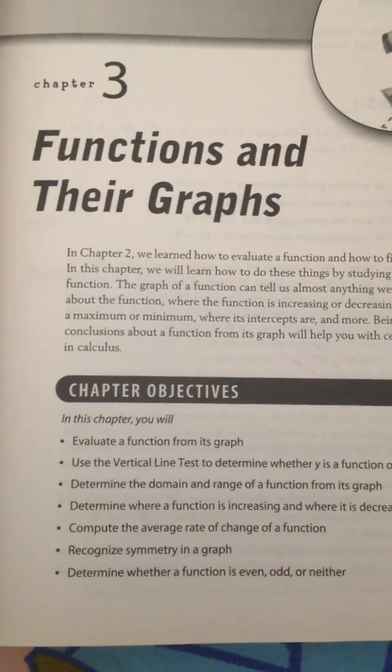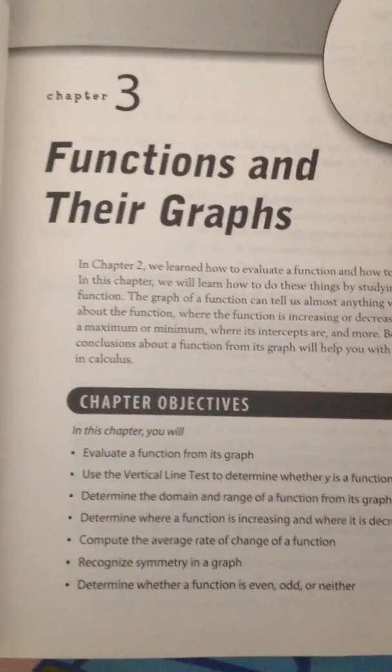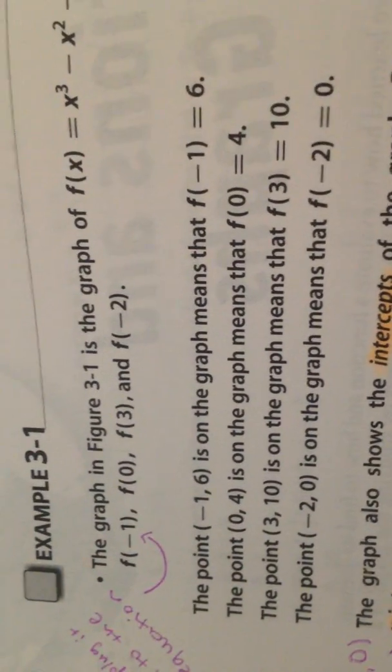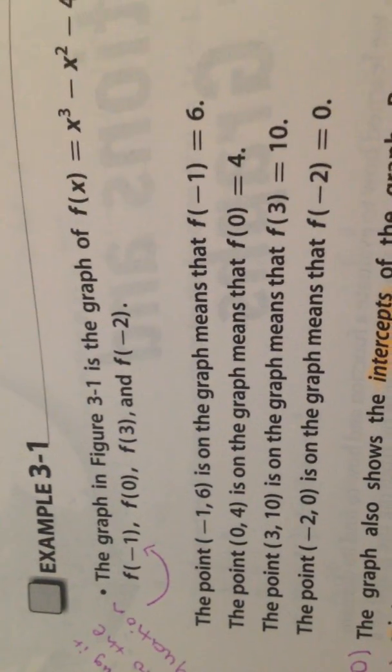Okay, so this is chapter 3, functions and graphs, which you kind of saw last time, which is more than 2 weeks ago. So starting from this, the graph in figure 3.1 is the graph of f of x, and then this whole equation. They say to find f of -1, f of 0, f of 3, and f of -2.